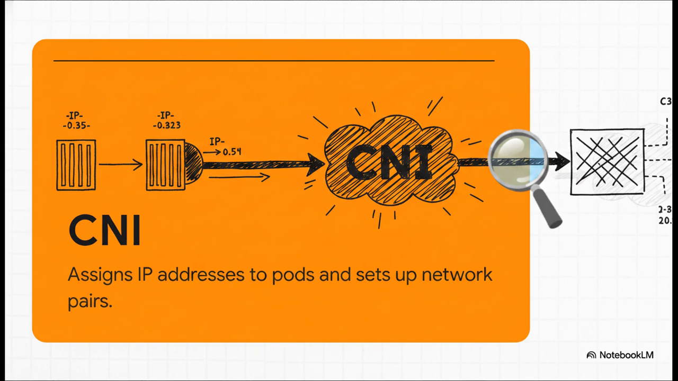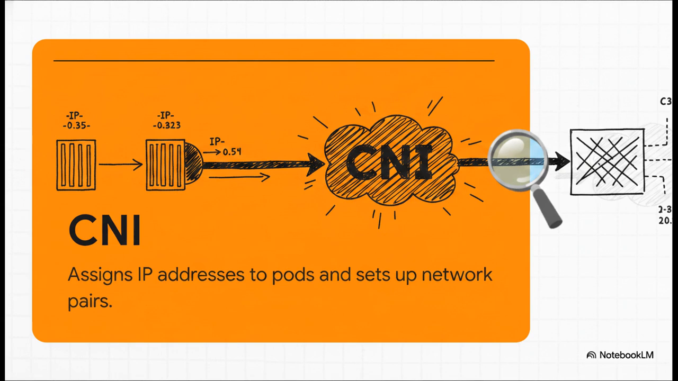But those isolated containers need to talk to each other, right? Enter the CNI, the Container Network Interface. The CNI's job is to step in and assign a dedicated IP address to your pod. It works this magic by setting up virtual Ethernet pairs. We usually just call them VETH pairs. It's basically creating a bridge between the isolated pod and the host node's network, allowing for seamless communication across the entire cluster.